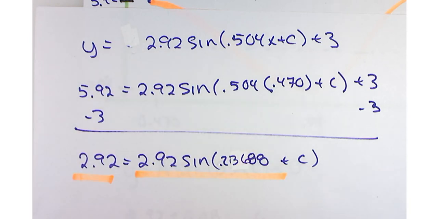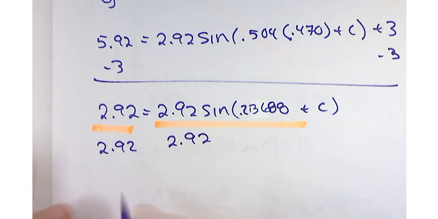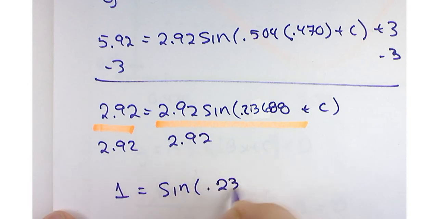0.23688. Let's divide both sides by 2.92. And I think I can get this one right without a calculator. That's going to be 1 equals the sine of 0.23688 plus c.